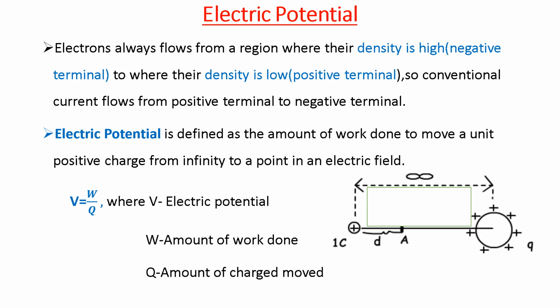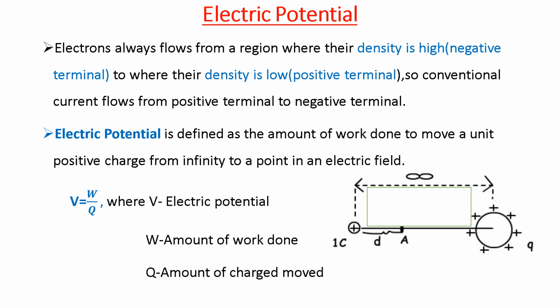As we know, electrons always flow from a region where the density is high, that is the negative terminal of the battery, to the point where the density is low, that is the positive terminal of the battery. And we know that the direction of electric current is opposite to the direction of electrons. So conventional current flows from the positive terminal to the negative terminal. So this was the fundamental knowledge to understand electric potential.